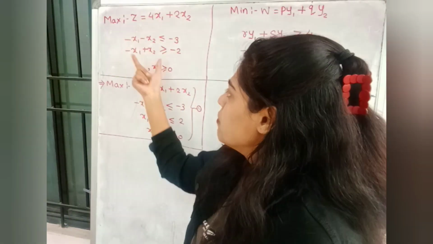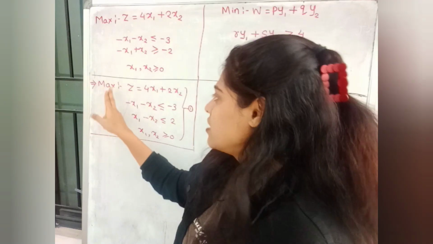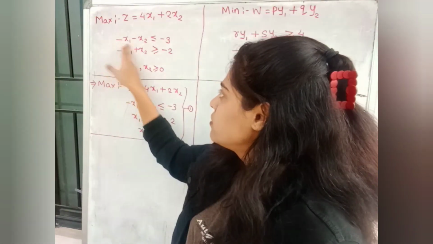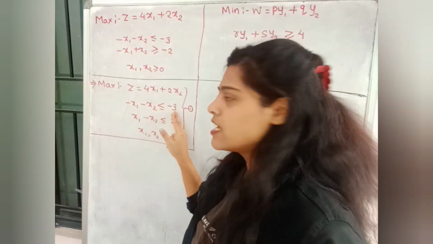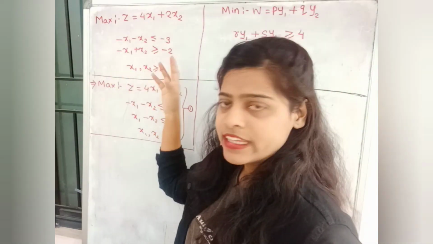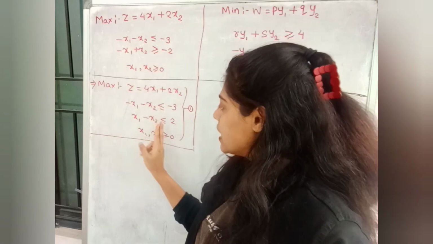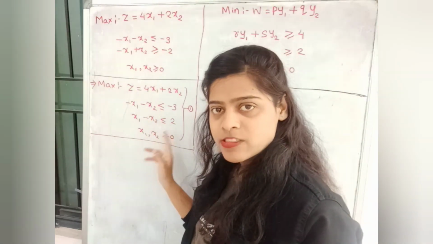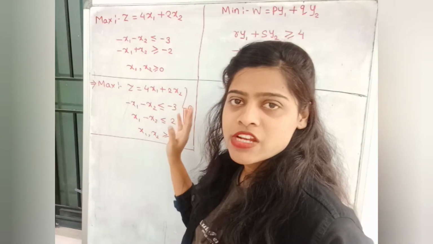Now we multiply the second constraint by -1. The objective function is z = 4x1 + 2x2. Similarly, the first constraint remains as it is, that is -x1 - x2 ≤ -3. After multiplying by -1 on both sides, the second constraint will be x1 - x2 ≤ 2, and we have the non-negative condition x1, x2 ≥ 0. We denote this primal as equation number 1.